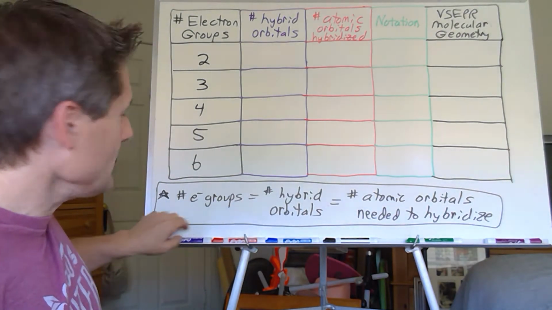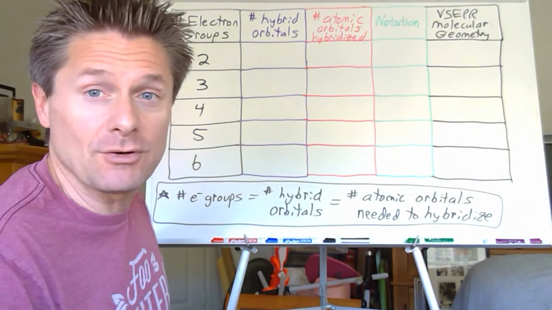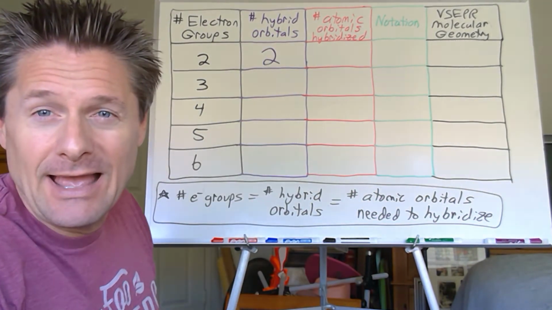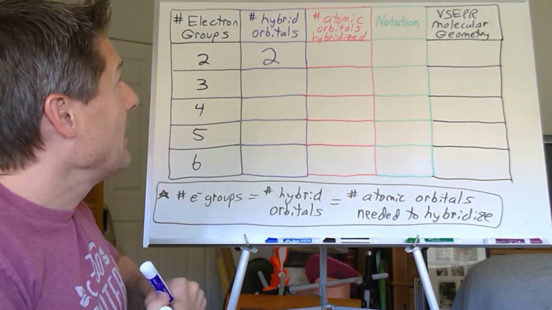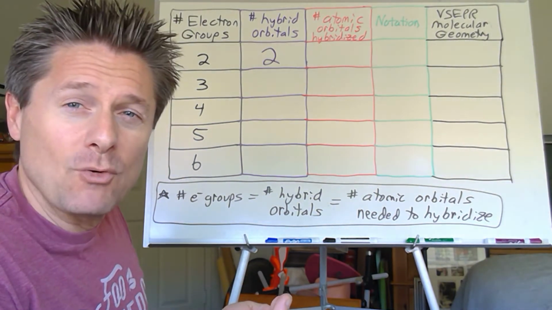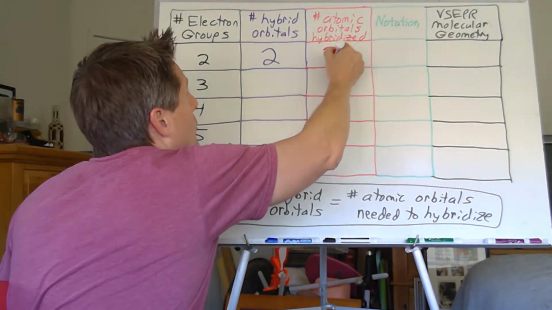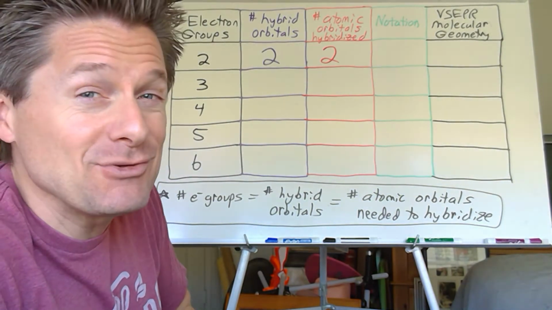You ready? So if I have 2 electron groups on a Lewis structure, that means I need, yes, take it to the bank, 2 hybrid orbitals. Well, if I need 2 hybrid orbitals, how many atomic orbitals would I need to hybridize? 2. Don't overcomplicate it. Chemistry is not as hard as you think.